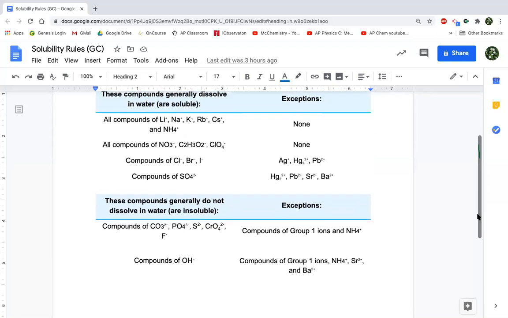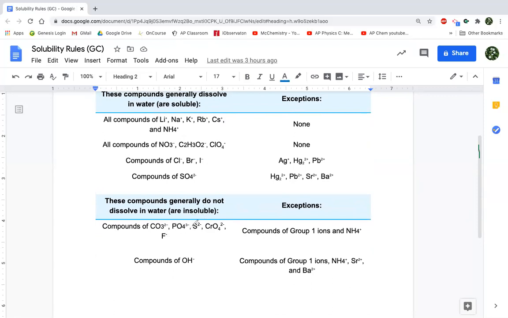Okay. All right. So now we're looking at compounds that are not soluble. They don't dissolve in water. So carbonates, phosphates, sulfides, chromates, fluorides.